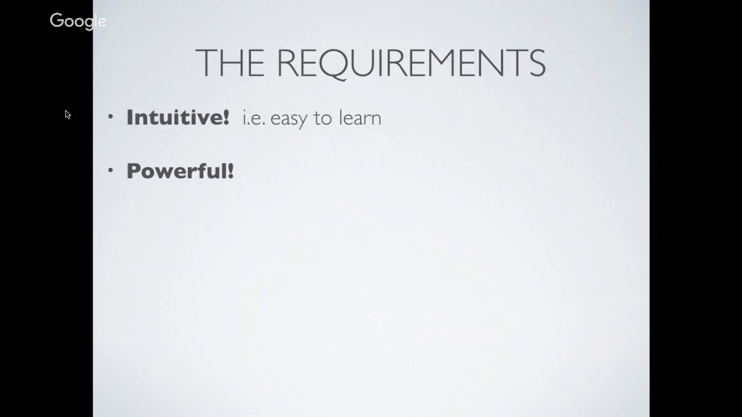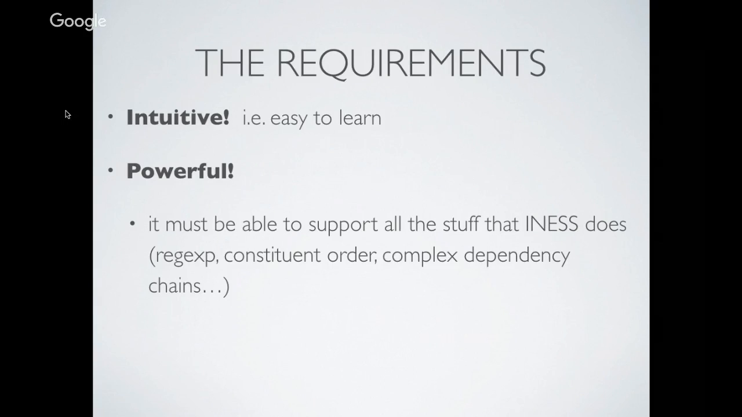We need it to be powerful. What do we mean by powerful? I mean that it must be able to support all the stuff that Doug has shown that Ines can do. So support regular expressions because they are incredibly helpful. Support searches on orders, like, okay, I want constituents, like subjects that come before the verb, only before the verb. And it must be able to work with complex dependency chains. We all know that the language is working like that. We can construct complicated sentences ad libitum. So I can say that I want a verb governing a noun, governing an adjective, governing a preposition, governing another noun, and so on and so forth.